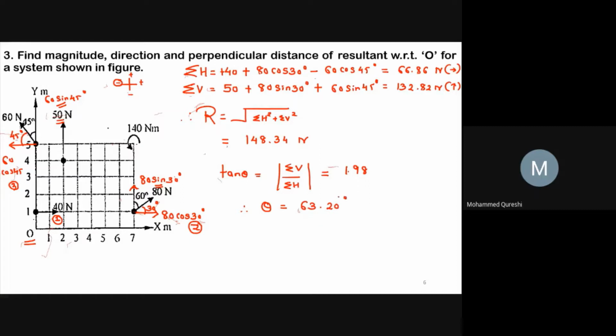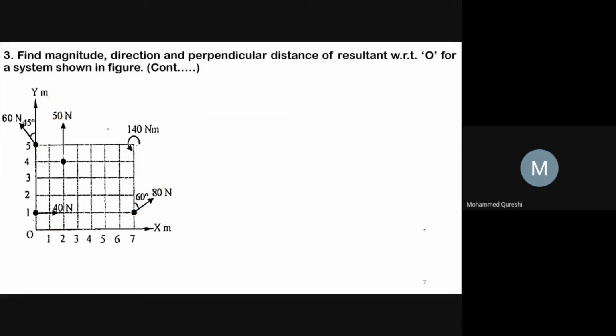63.20 degrees. Here sigma H is positive and sigma V is also positive. So I will write over here that sigma H, 66, is positive and sigma V, 132, is also positive. Hence our resultant lies in the first quadrant. So now let us find the value of the perpendicular distance. As we know that the resultant is in the first quadrant, let R be at a perpendicular distance x from O.